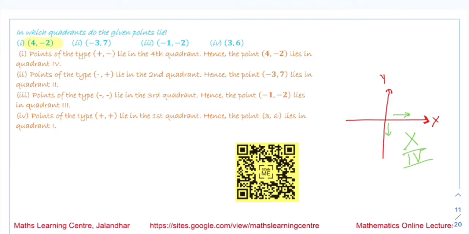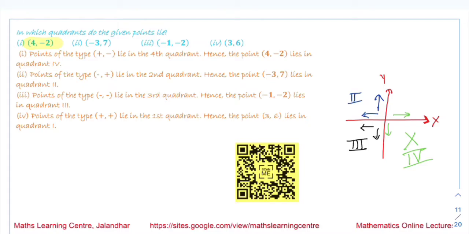This is quadrant number 4. Next is (-3,7). Minus 3 means the x coordinate is negative, and the y coordinate is positive. It means this point lies in the second quadrant. Next is (-1,-2). Minus 1 means x is negative, and minus 2 means y is negative. It means this point lies in this quadrant, quadrant number 3.